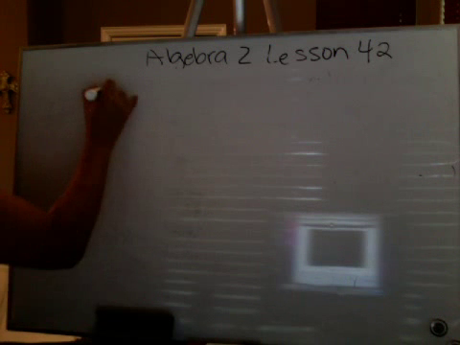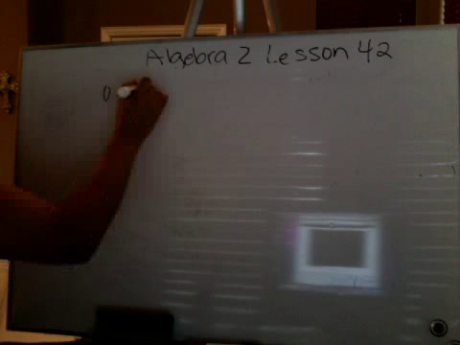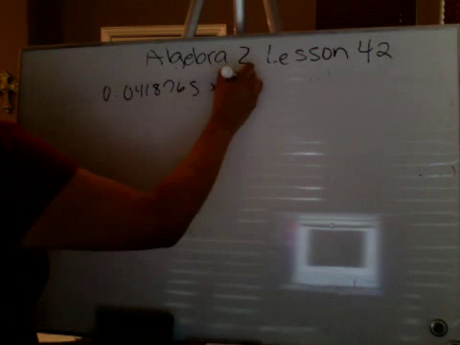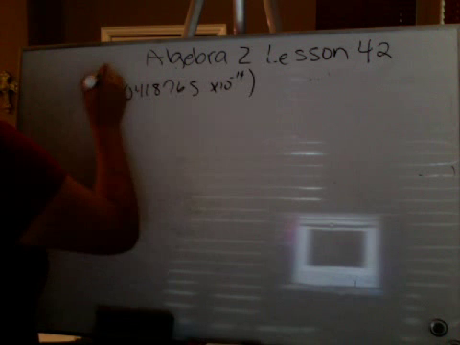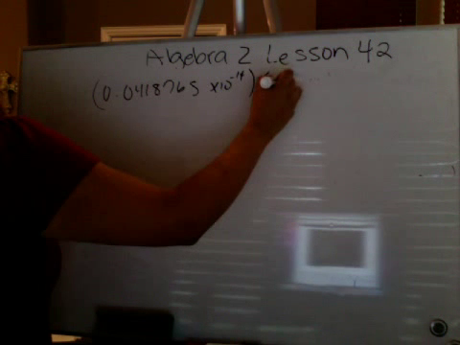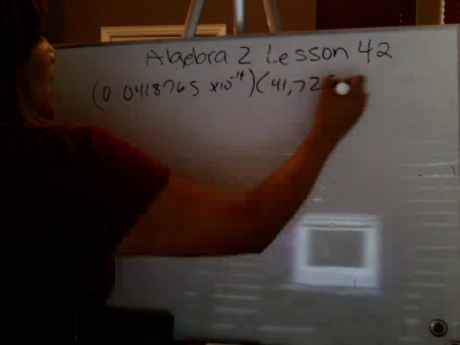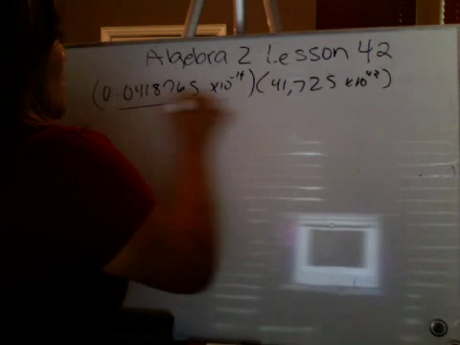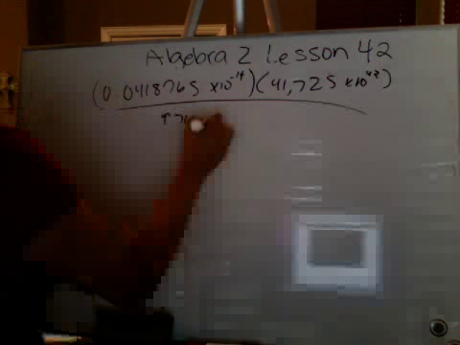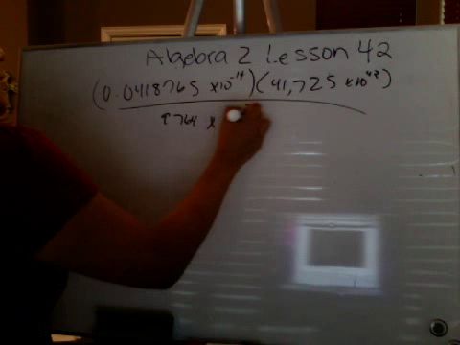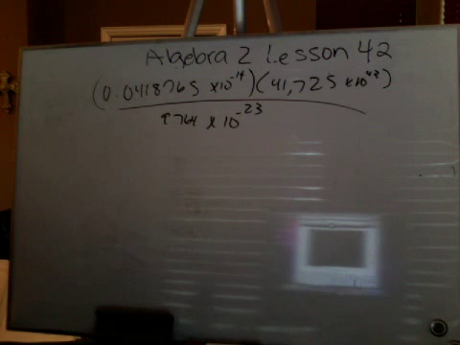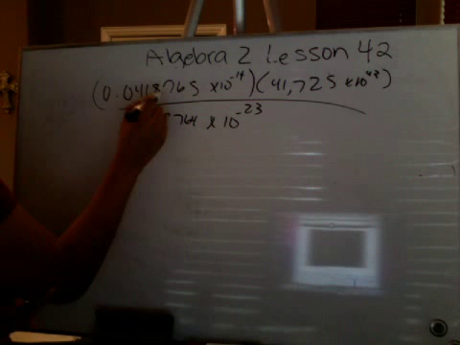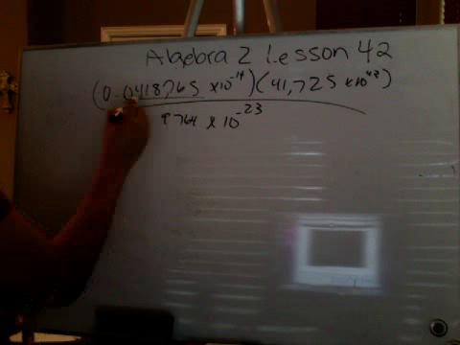You've got 0.041875 times 10 to the negative 14 times 41,725 times 10 to the 43rd, over 9764 times 10 to the negative 23rd. So you want to change everything into scientific notation. So here we're going to round. We're going to look at these numbers.